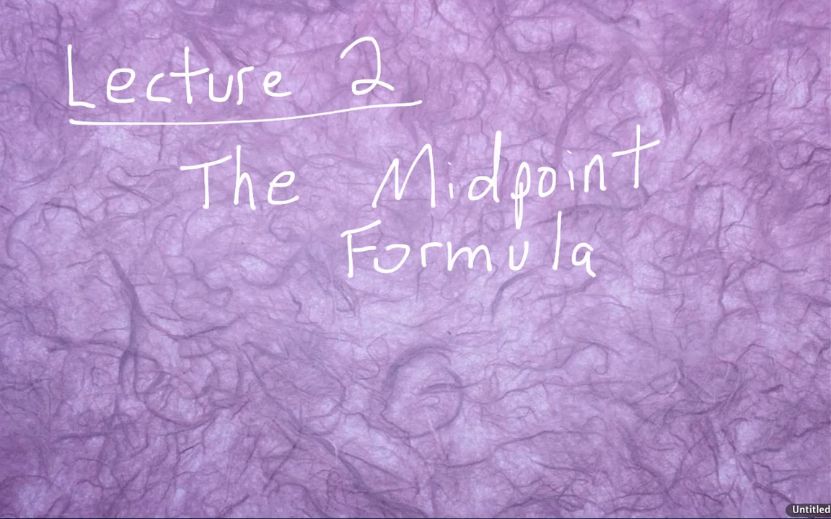In today's lesson, we're going to talk about the midpoint formula. Remember, we talked about graphing points on the coordinate plane. Today, we're going to take a look at two ordered pairs. So let's just make up a set of ordered pairs here.